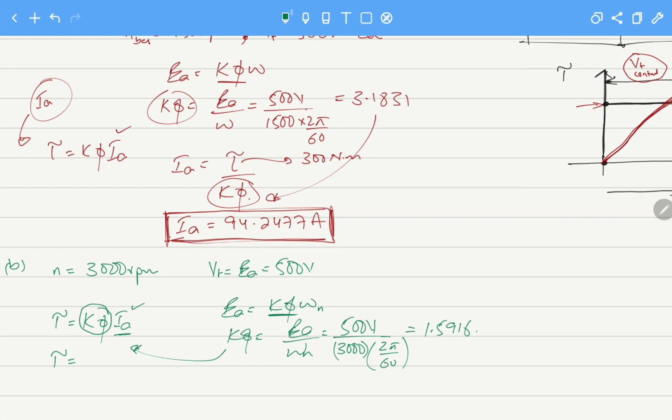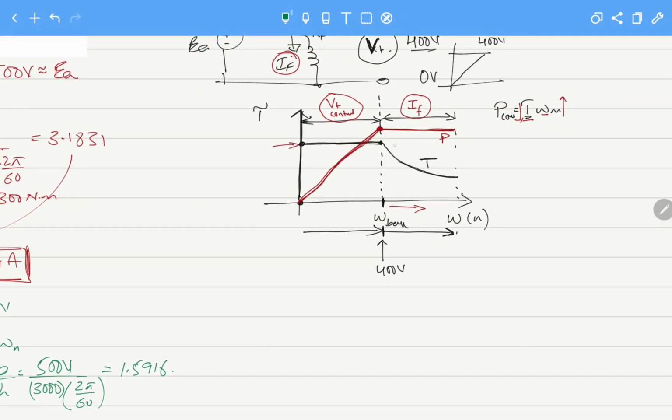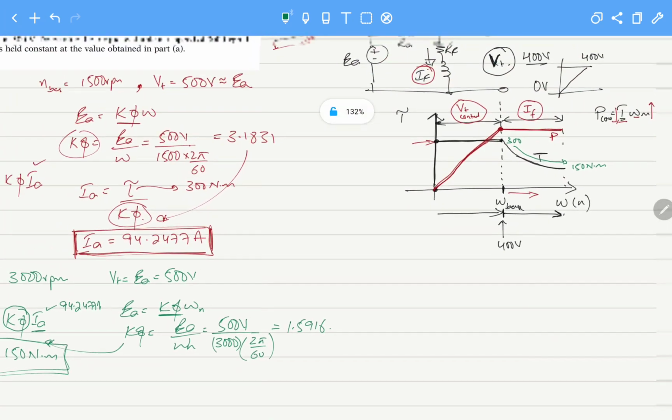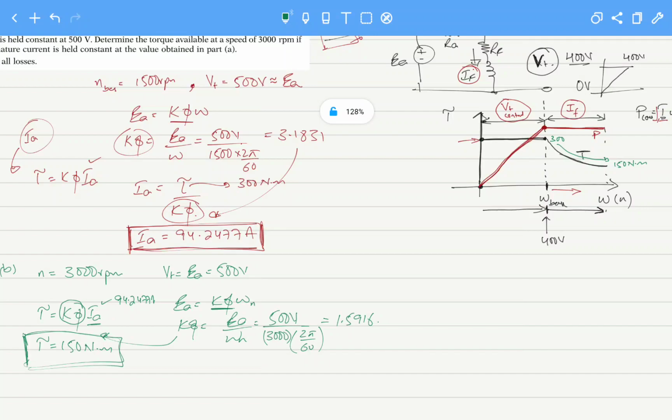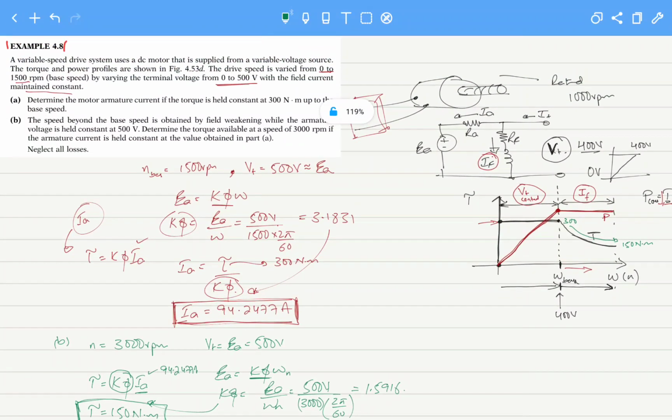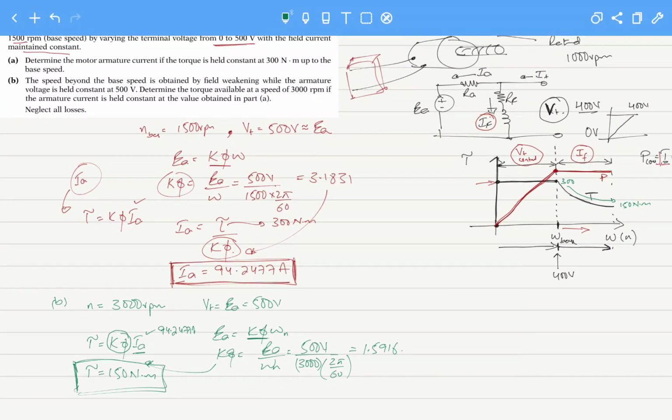Now when we put this value here, IA is, as it is said, constant, so the torque will be 150 Newton meters. So the torque has decreased from 300 to 150 Newton meters. This is due to the field weakening effect that is carried out here. And lastly, it also asks us to determine the torque at this speed if the armature current is held constant at this value. So this is how we can calculate our value.